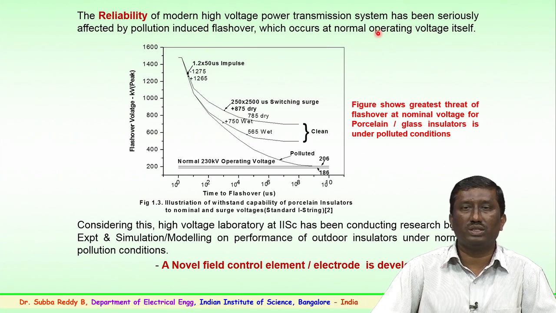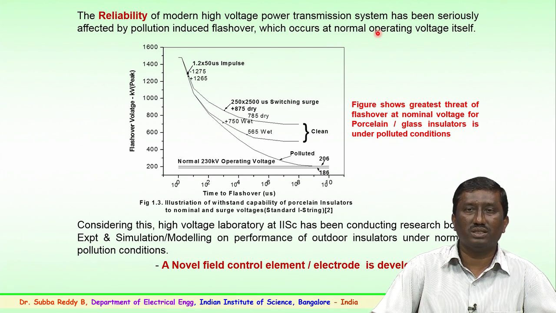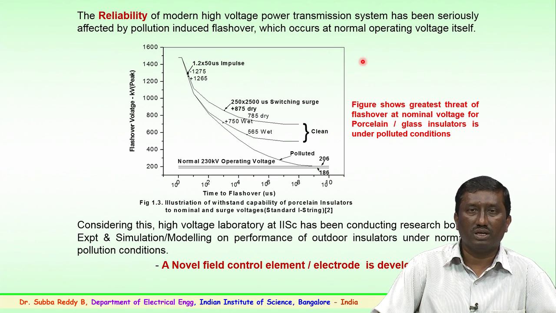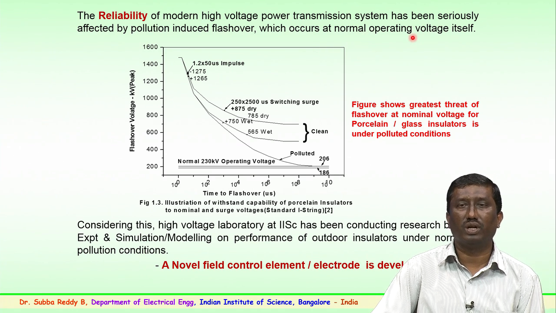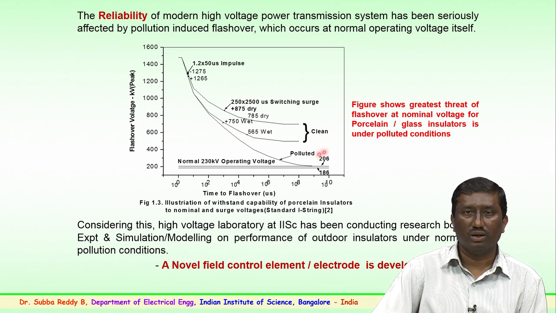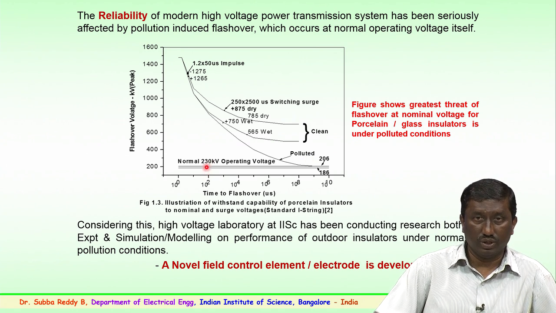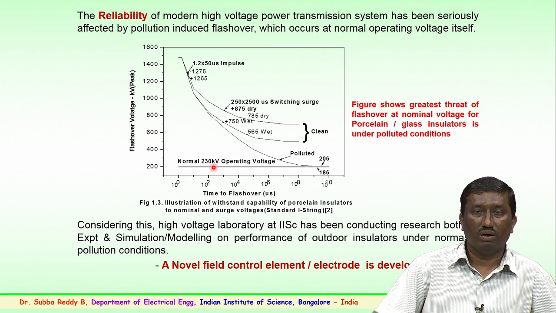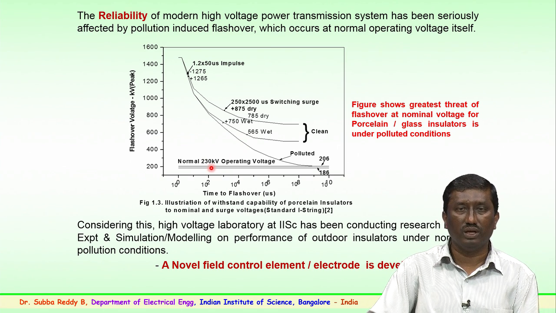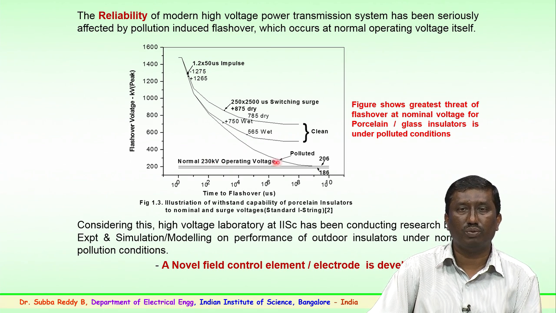So, we are not talking about the lightning surges, the switching surges, or the power frequency overvoltages, but the contamination or pollution induced flashover could occur at normal operating voltage. So, this is a serious concern. Just by looking at the graph, you can see the flashover voltage versus the time of flashover. Here is an example I have shown for a 220 or 230 kV operating voltage.